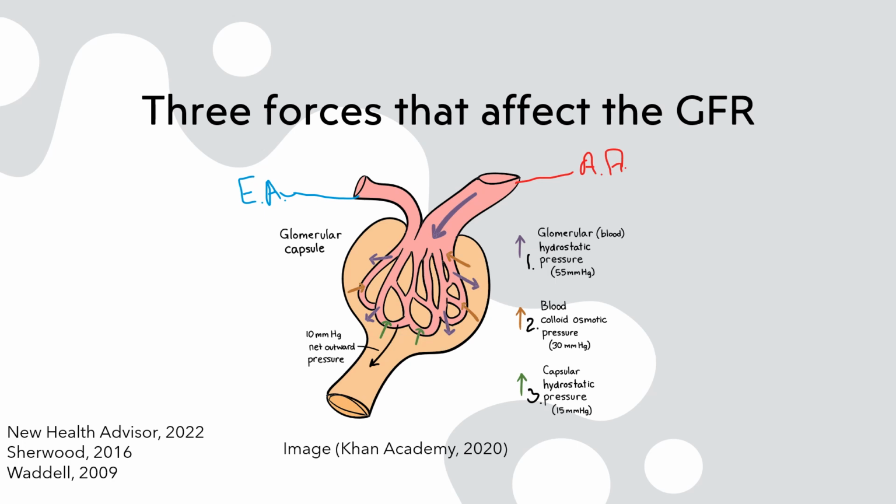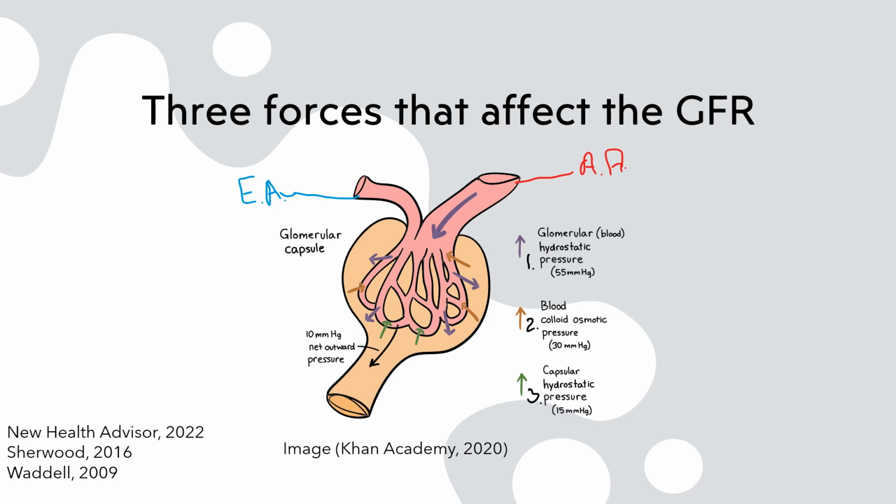Now, the second force that affects the GFR is called plasma colloid osmotic pressure. Okay, this is the pressure that is caused by large molecules, particularly proteins, in the glomerulus. So what is happening is the proteins are trying to hold on to the water since they can't pass the membranes of the glomerulus. So your colloid osmotic pressure is somewhere around 30 millimeters of mercury.